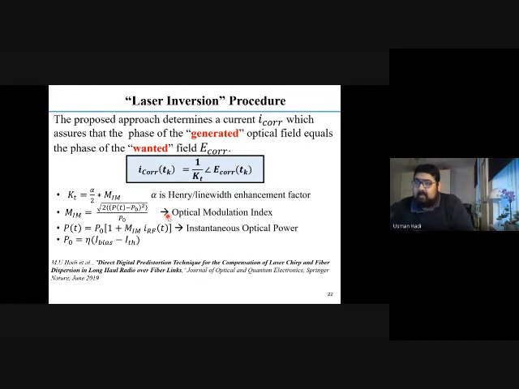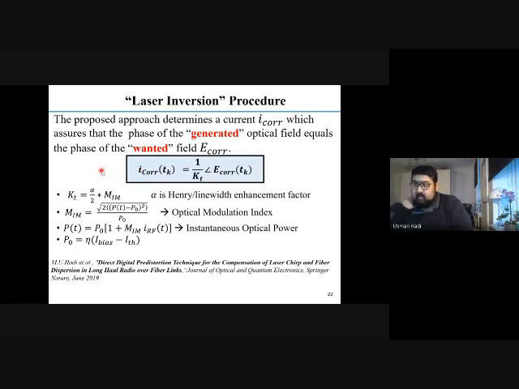and you're determining a current I core, which will ensure that the phase that it will generate will be equal to the phase of the wanted field, the correct field, which is E core. And this is actually a very simple mathematical expression: I core is equal to the phase of the field divided by this chirp coefficient, which is given in the documentation of the laser. So once we have this, we are good to perform our behavioral model.